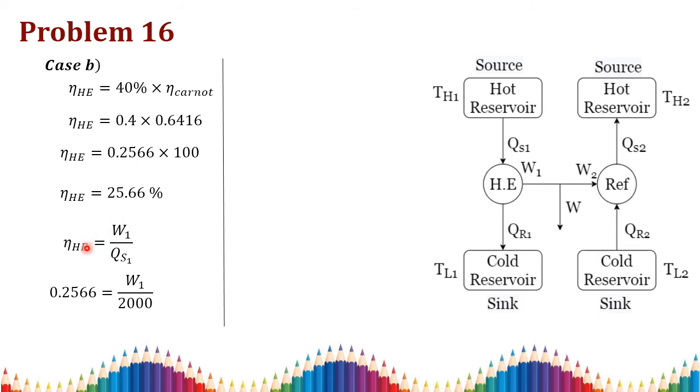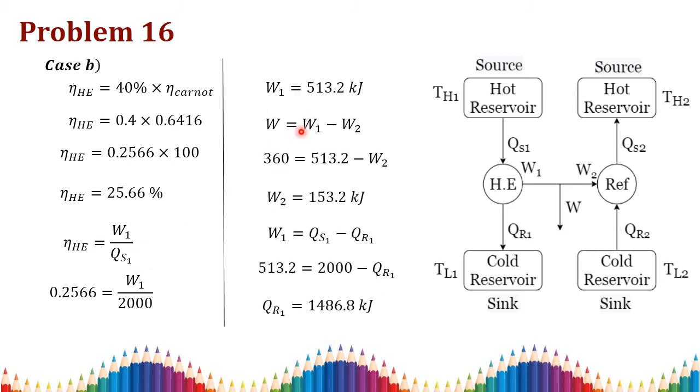Then, as we all know, the efficiency of the heat engine is work done divided by heat supply. From this you can find the new work done. So the new work done for case B, where I already said that work done 1 is equal to work done plus W2. Then this equation can be written as work done is equal to work done 1 minus work done 2. Work done is given in the problem as 360 kilojoule. Here the new work done for the heat engine is 513.22. Then you can find work done 2. Then you supply the values, you will get QS1 minus QR1. Then you can get QR1 is equal to 1486.8 kilojoule.